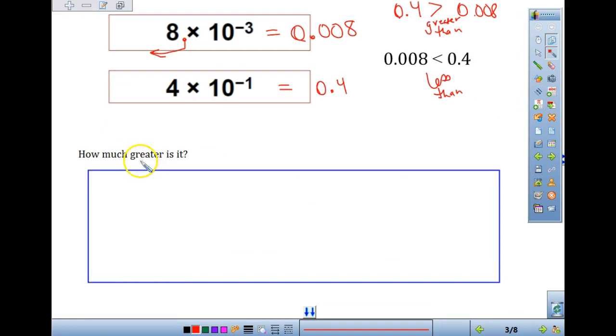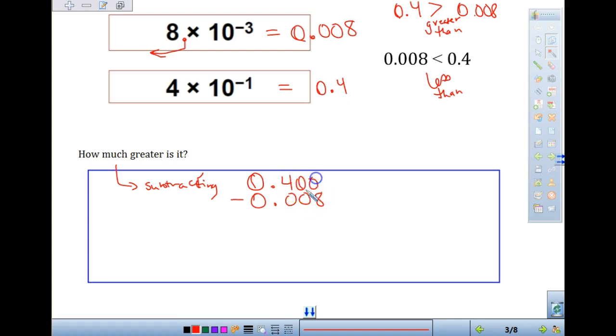It says how much greater? Jericho, what operation am I doing to find out how much greater? We're going to do subtraction. So we're going to subtract. So if we are subtracting, okay, we are going to take our larger number, 0.4, and we are going to subtract 0.008.